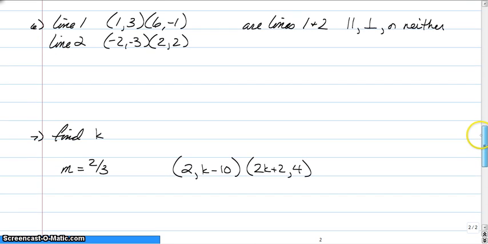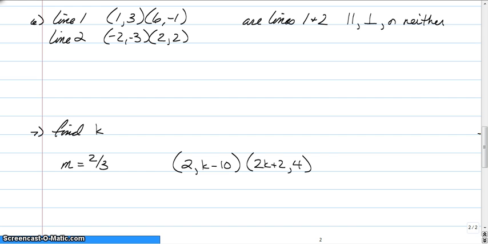Number 6 and number 7, we're going to apply some of the rules that we just learned. Number 6, all it's asking is, are lines 1 and 2 parallel, perpendicular, or neither? So what you're going to have to do is find the slope of both lines. For the slope of line 1, you can use whatever formula you want to use. The jump rule, or your good old-fashioned y2 minus y1. The slope of line 1, you should find, is negative 4/5.